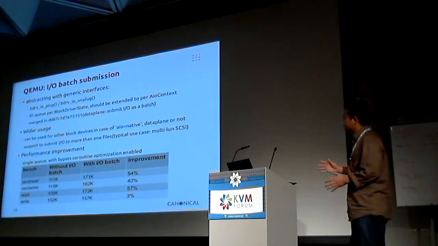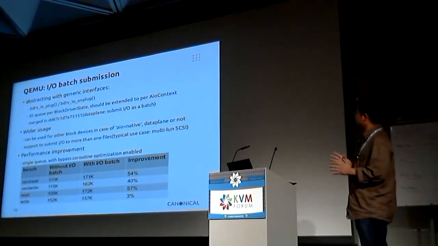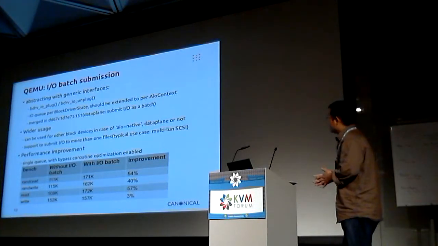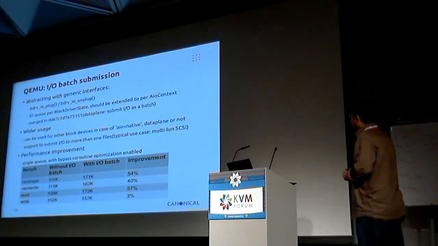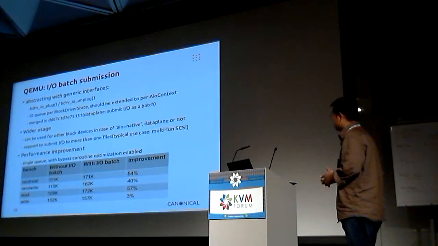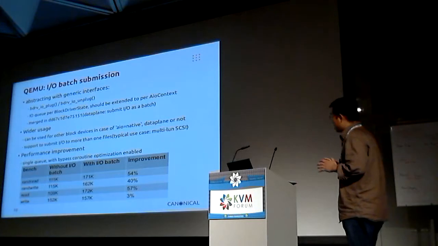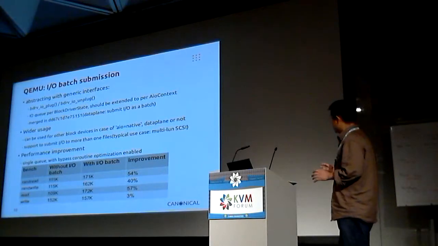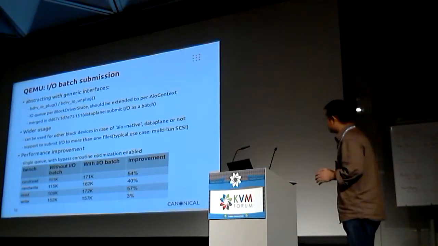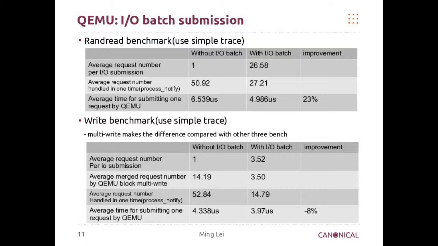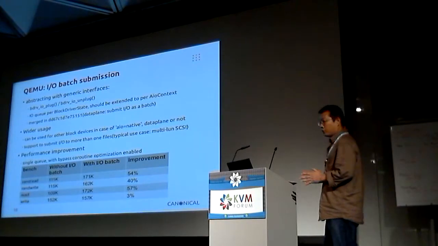Let's see this table. The test is done with another optimization enabled, with a single virtqueue. The first column is the benchmark type name. The second column is the throughput tested without IO batch. The third column is the throughput with IO batch enabled. The last column shows the improvement percentage. At least for the first three benchmarks, the improvement is quite obvious.